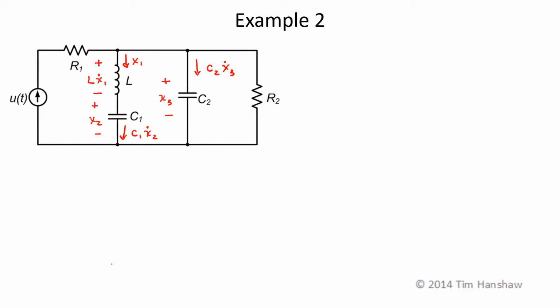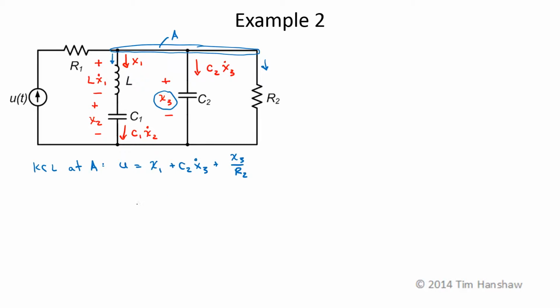Now I just need to do KVL, KCL, and Ohm's law to write three differential equations in the three unknowns x1, x2, and x3. First, I think I'll do KCL at node A up here. The currents entering the node are equal to the sum of the currents leaving the node, so KCL at A says that u(t) is going to be equal to the current in this direction, which is x1, plus the current in capacitor C2, which is C2 x3 dot, plus the current through this resistor, which is its voltage, which is just x3 over R2.